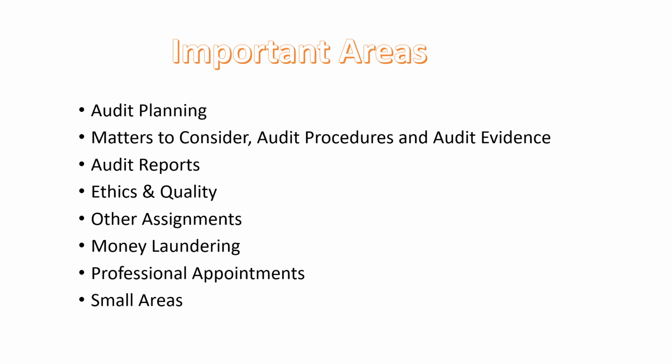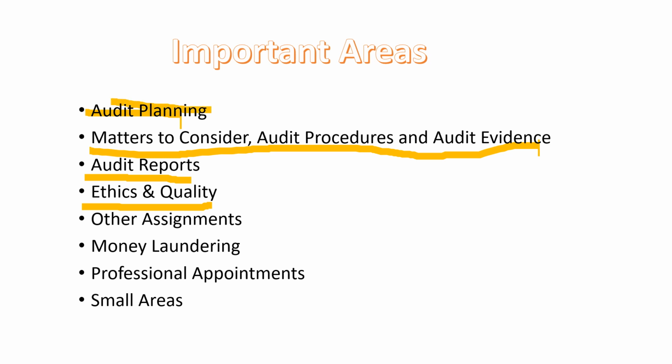Audit planning we will see first of all in detail, and this is the overall subject of the P7 ACCA. If you cover these four to five subjects, like audit planning, the most important area, matters to consider, audit procedures, most important area, audit report, ethics and quality, these four areas cover about 80% of your paper. If you do enough practice in these four areas, you can pass your paper easily.